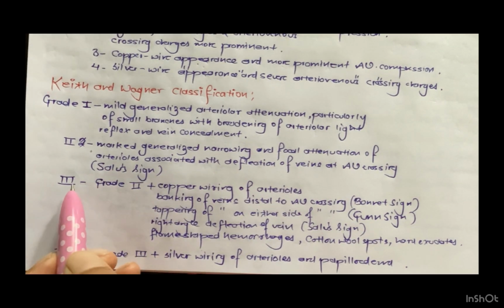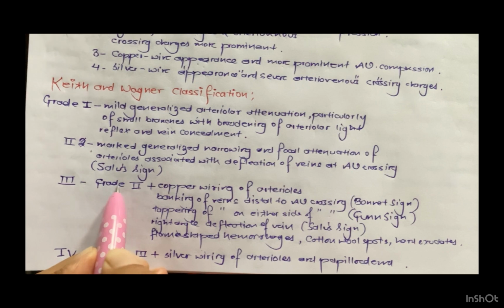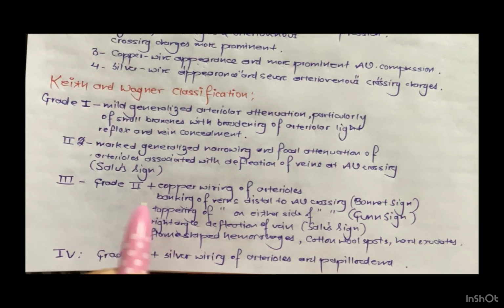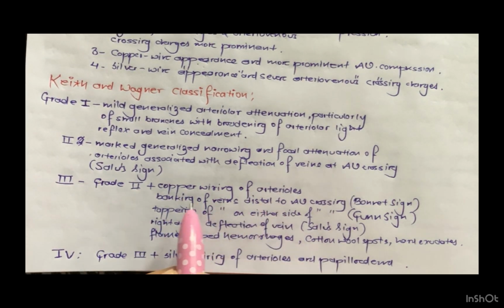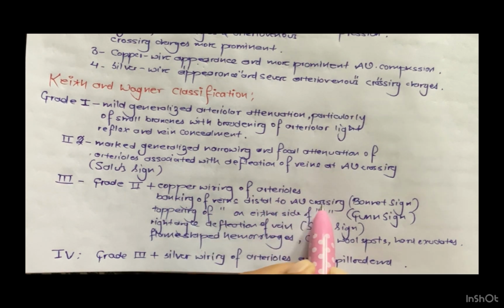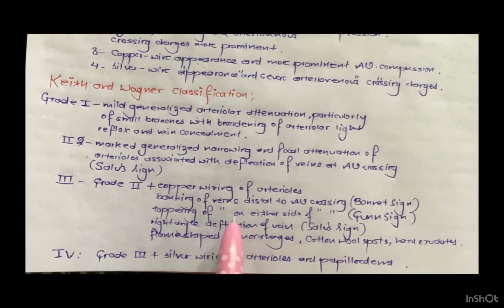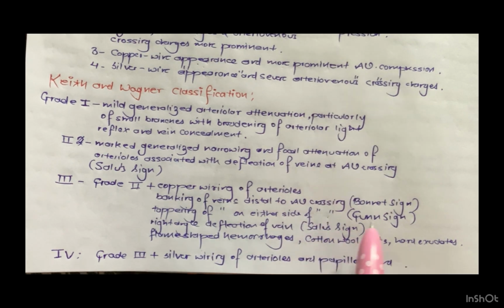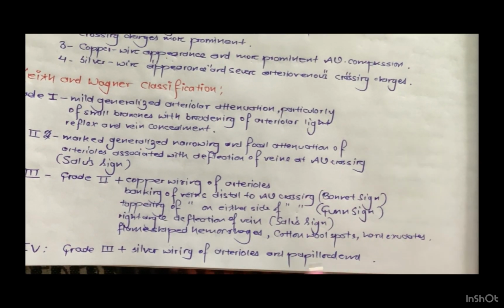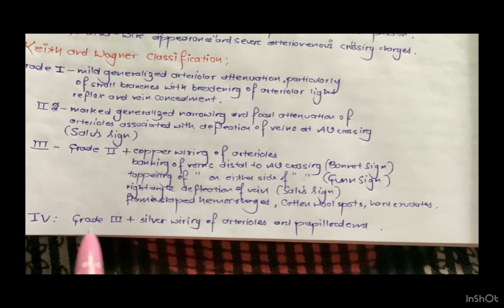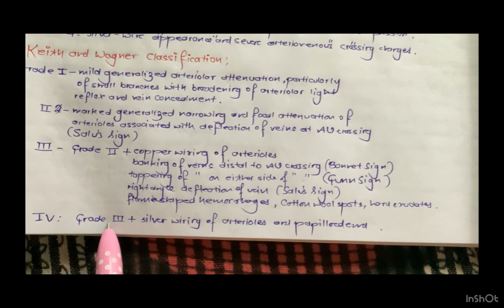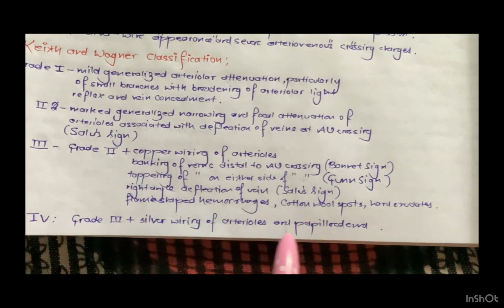And now talking about grade 3, the characteristics of grade 2 are present and there is also presence of copper wiring of arterioles, banking of the veins distal to the AV crossing, that is Bonnet sign, tapering of the veins on either side of the AV crossing, that is the Gunn sign, and there is right angle deflection of the veins, that is Salus sign. And there is also presence of flame-shaped hemorrhages, cotton wool spots and hard exudates. And in grade 4, there are all features of grade 3 and also presence of silver wiring of arterioles and papilledema.